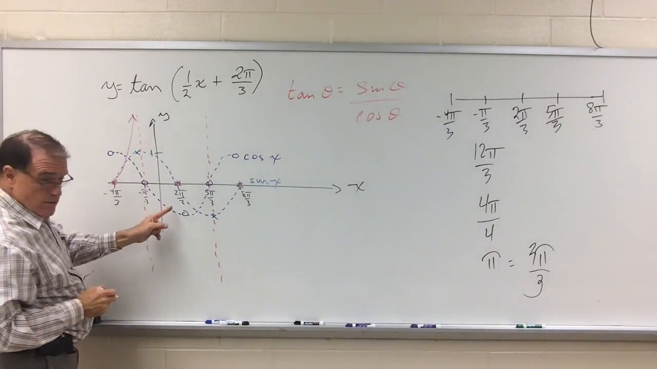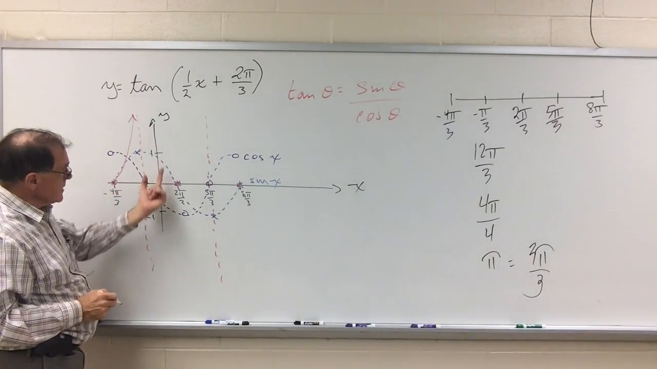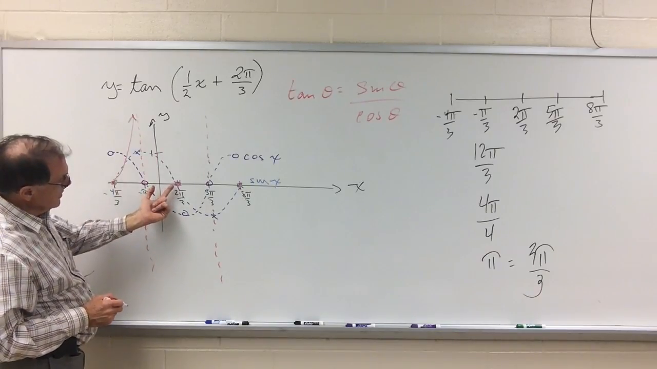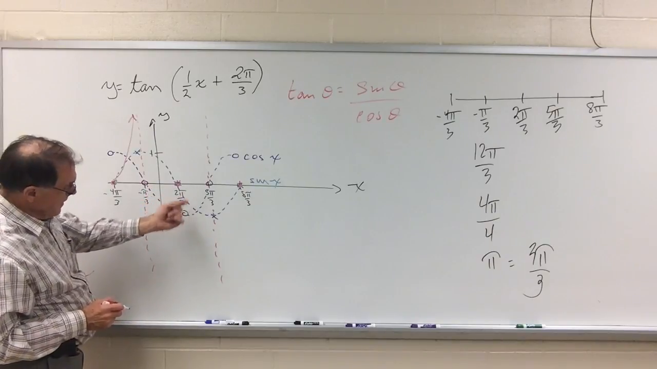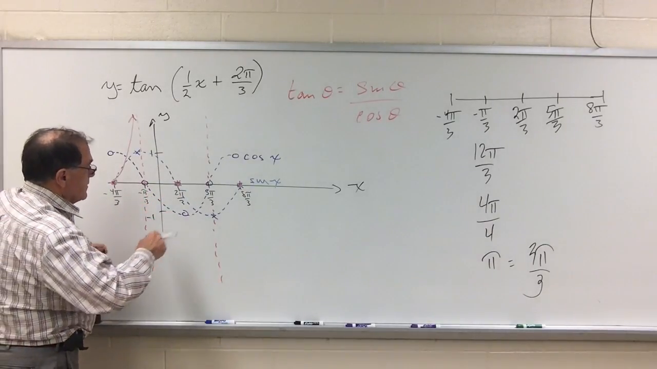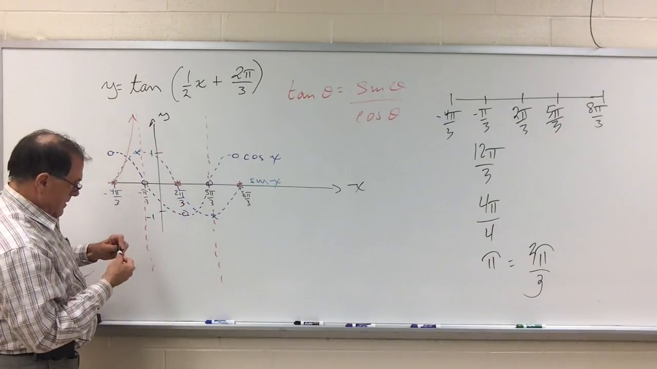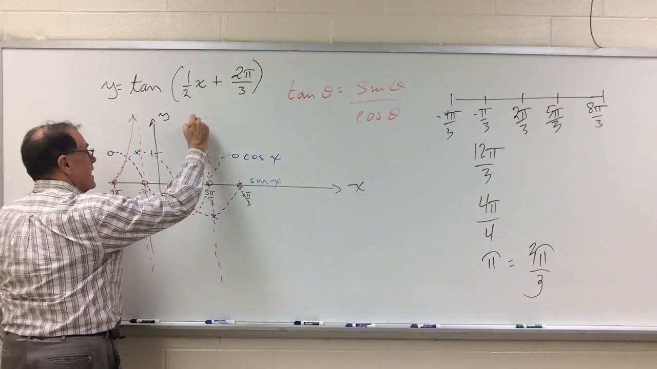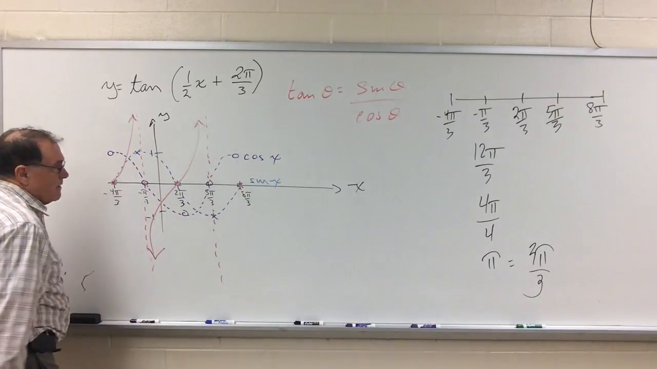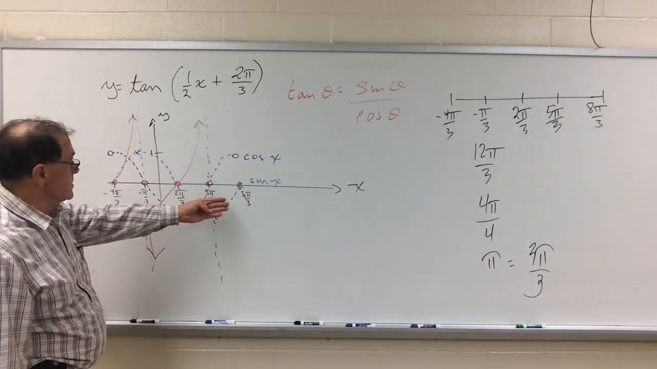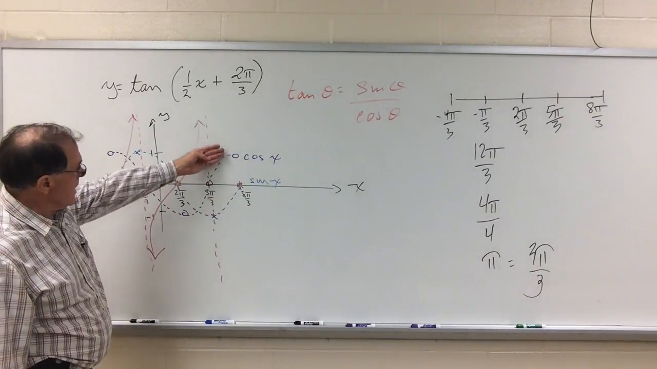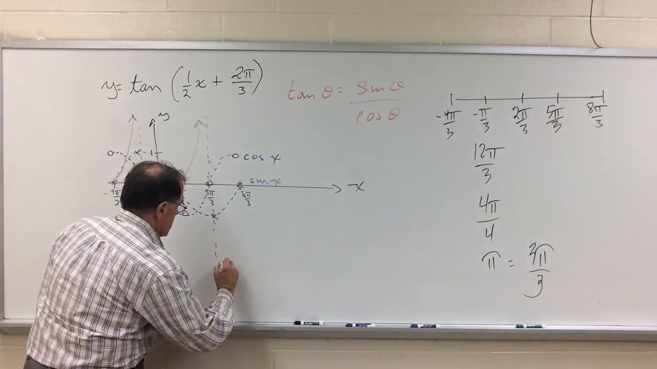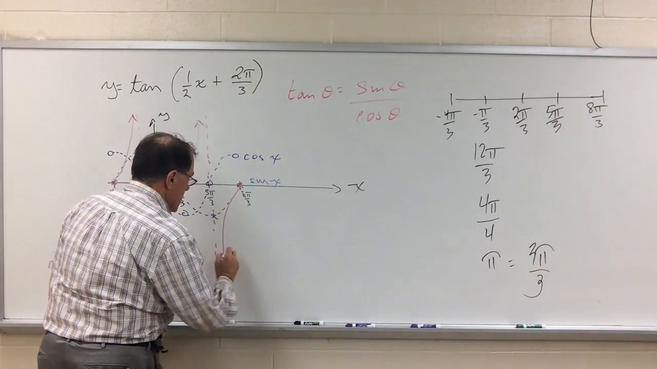Now, from negative pi thirds to 2 pi thirds, the sine and the cosine have opposite signs. Therefore, tangent is negative. Here will be 0. And from 2 pi thirds to 5 pi thirds, the sine and the cosine are both negative. That means the tangent will be positive. So I've got another piece of the tangent here like so. And then finally, from 5 pi thirds to 8 pi thirds, sine and cosine have opposite signs, and so the tangent will be negative. Here's our tangent curve. And there you go.